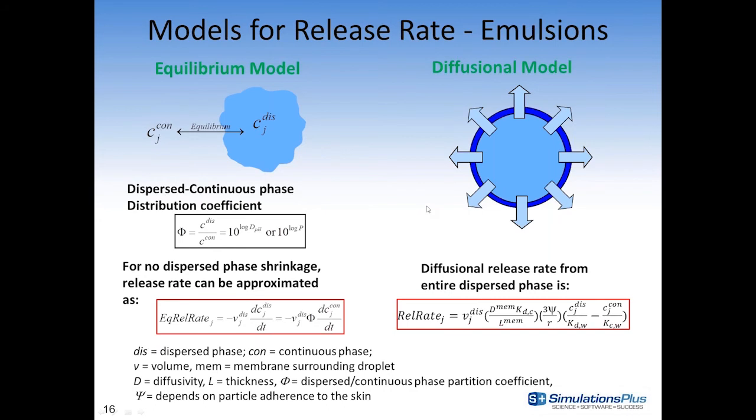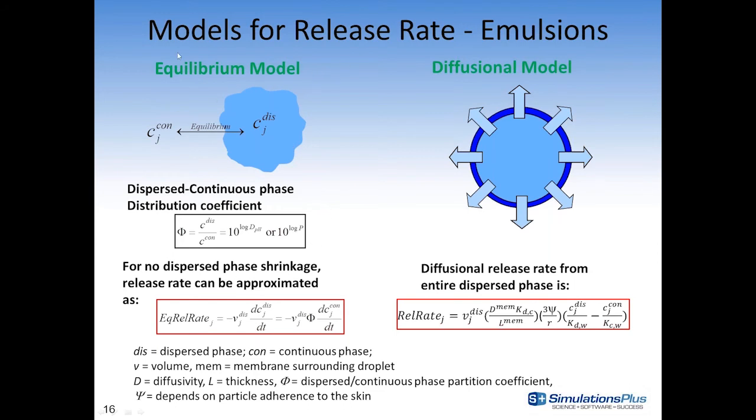So if you're modeling emulsion dosage forms, these are cases where you're going to have dispersed phase droplets within some continuous phase. One of the things that we need to figure out here is the relationship between the concentration in the dispersed phase and the concentration in the continuous phase, because you can have transport between these.